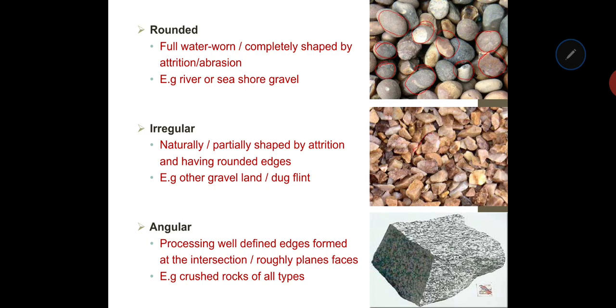And this is a kind of mixed shape of aggregates. Some of the aggregates are bigger, some are smaller. So this is irregular shape, naturally or partially shaped by attrition and having rounded edges. It can be from natural occurrence and it can be from the factory. The example for this shape is gravel land and dark flint. For angular, this is almost a kind of manufactured aggregate. It has well-defined edges formed at the intersection of roughly plane faces. And of course, this is from crushed rocks of all types of rock.